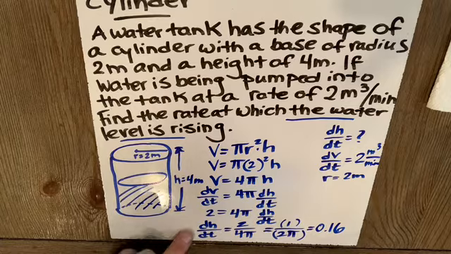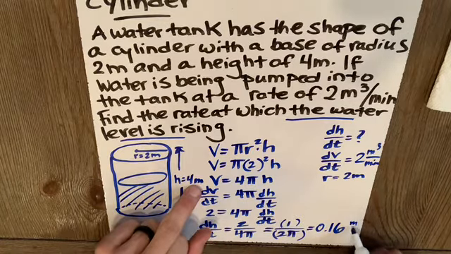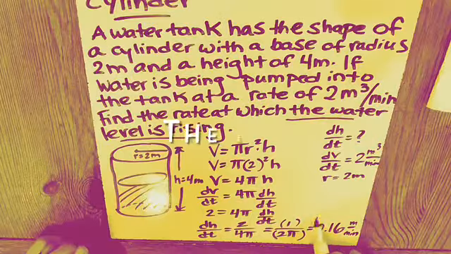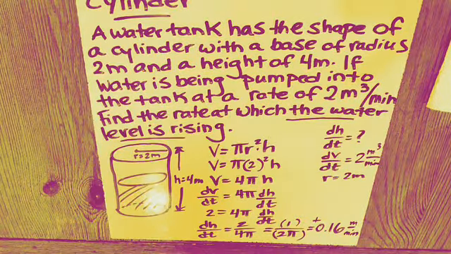Now it's dh/dt, so that's meters per minute. And look, the water level is rising, so our rate of change is positive there.